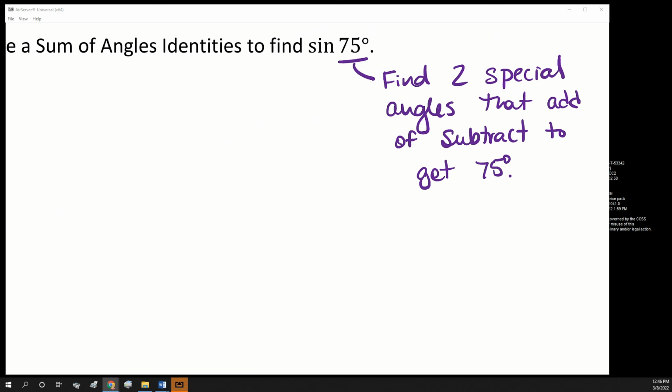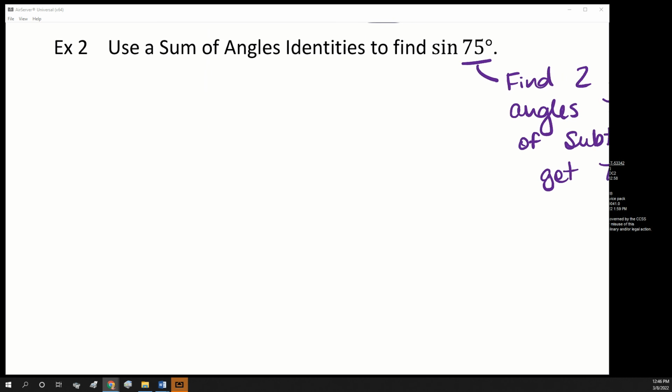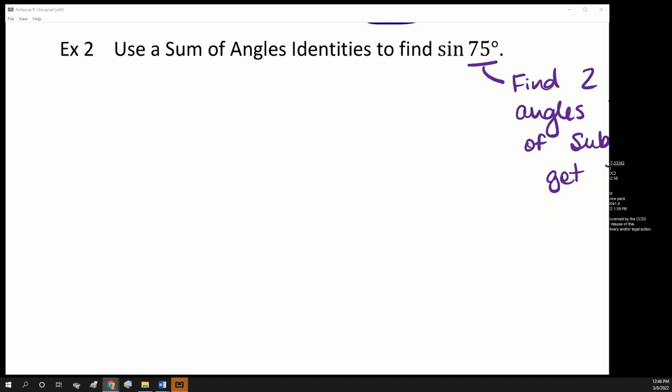And with radians, we were talking about the special angles had a denominator of 6, 4, or 3. In degrees, the special angles are multiples of 30, 45, and 60 degrees. So what do you guys think? Right, 30 degrees and 45 add to give you 75. So we would rewrite this as the sine of 30 degrees plus 45 degrees.